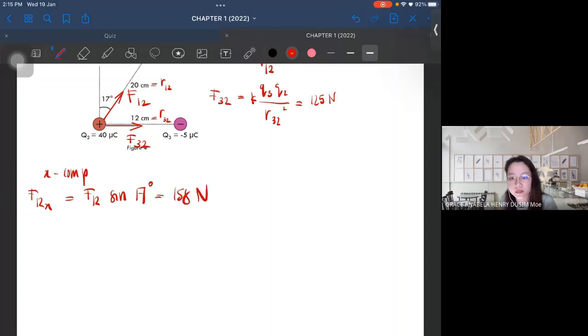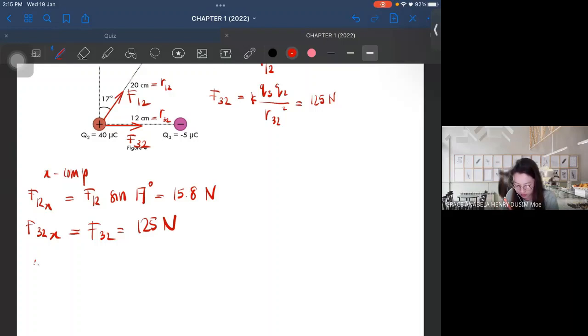158 Newton. Is it 150? No, sorry, 15.8. 15.8 Newton. Then F32 for its x component is just the F32, which is equal to 125 Newton. Okay? So in total, therefore, the force in the x component is just the addition of these two values. Okay, so you should get 140.8 Newton.